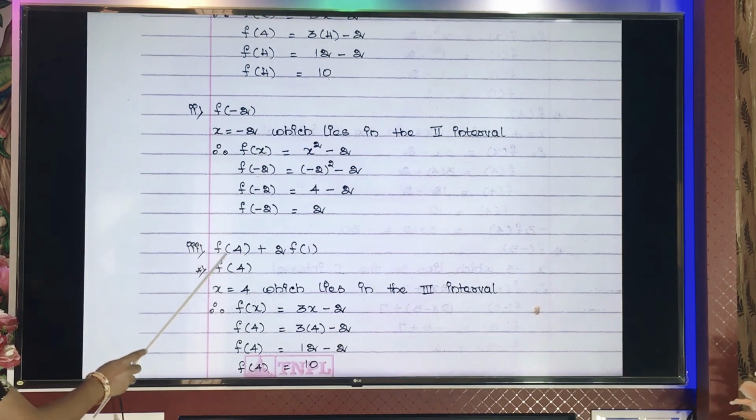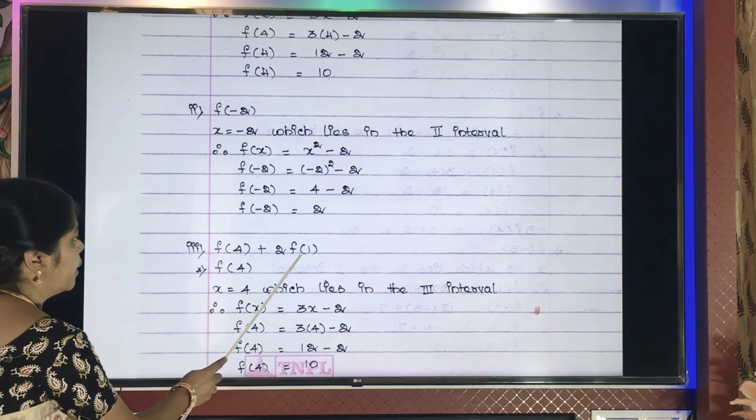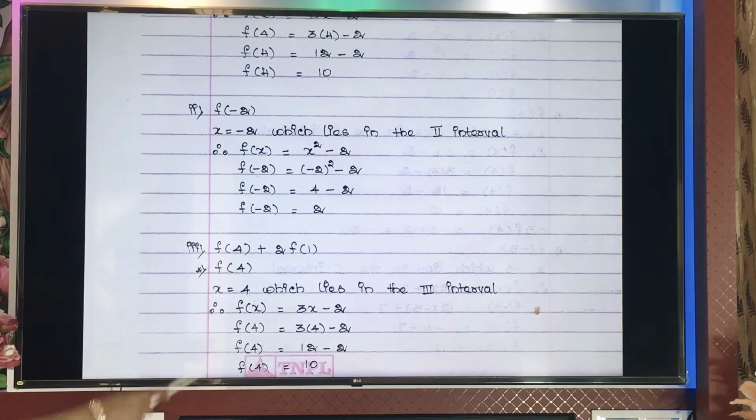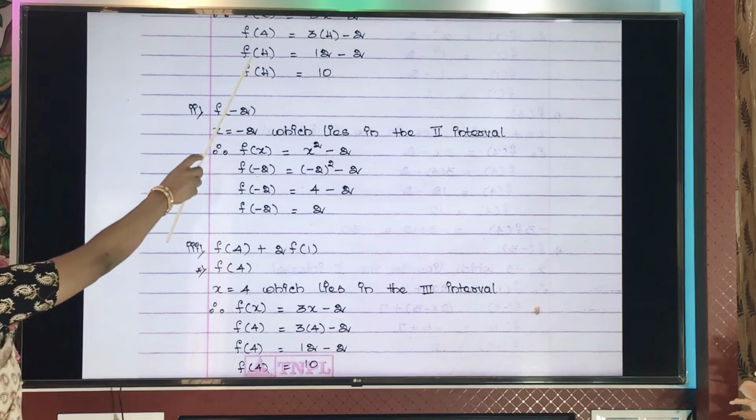Children, I want f of 4 plus 2 into f of 1. So first let me find f of 4. Already I have found it here.